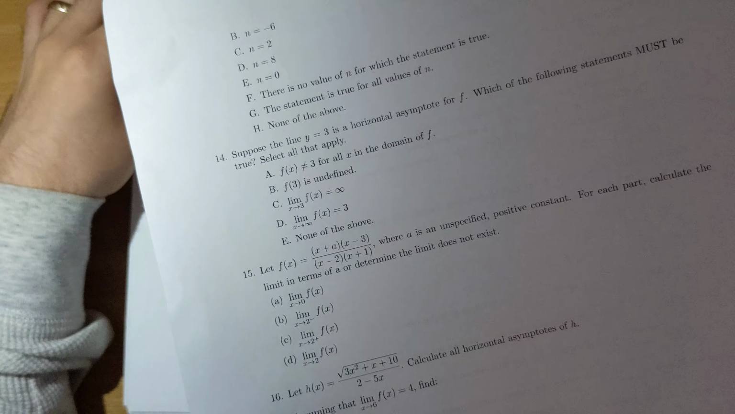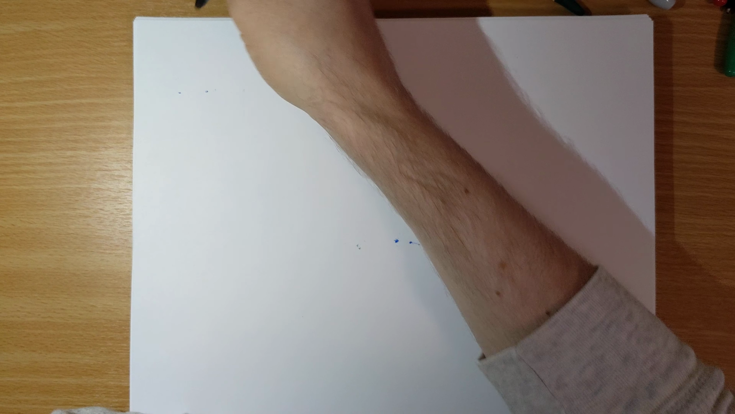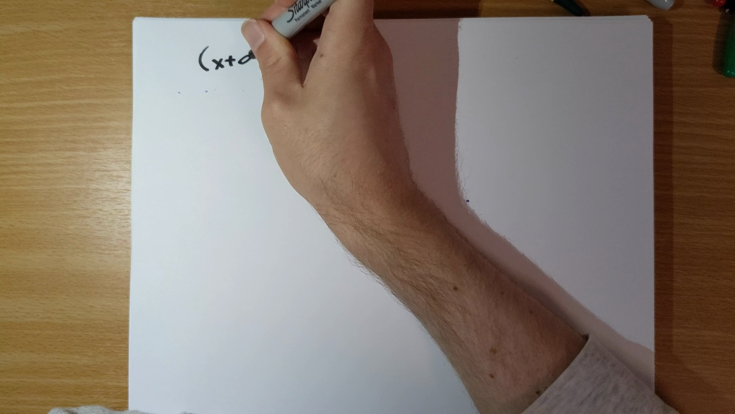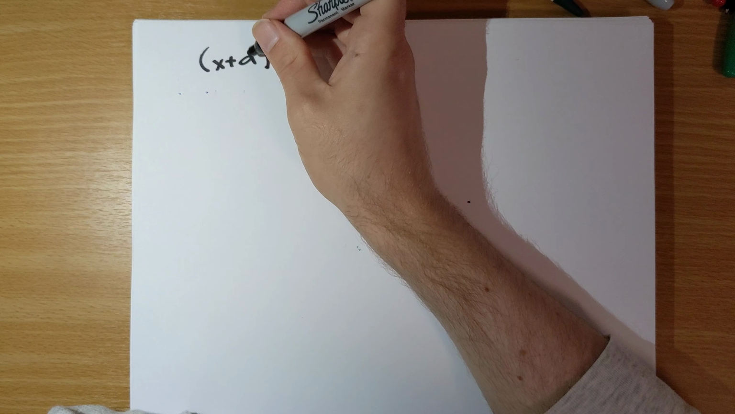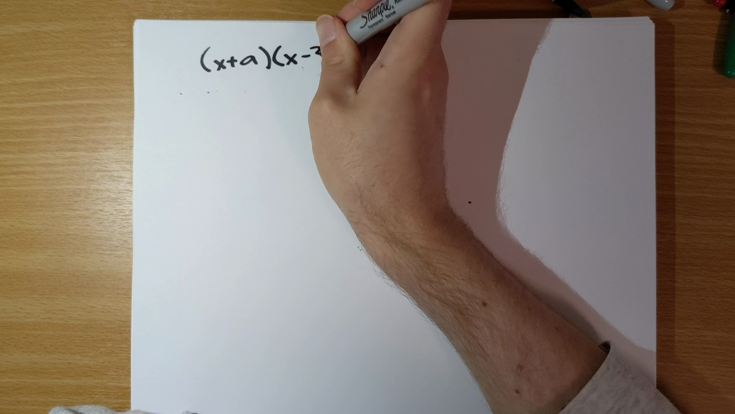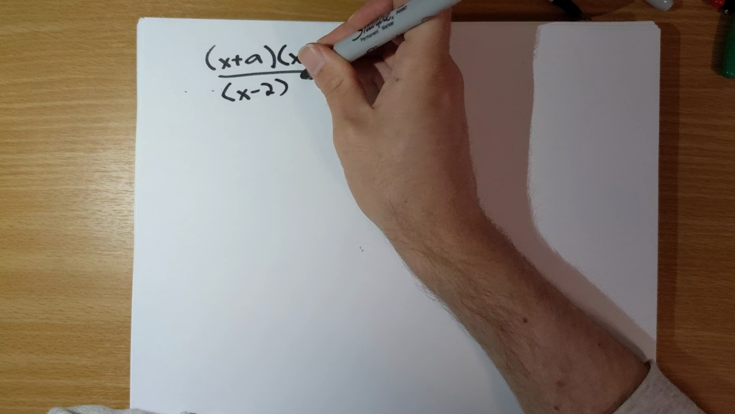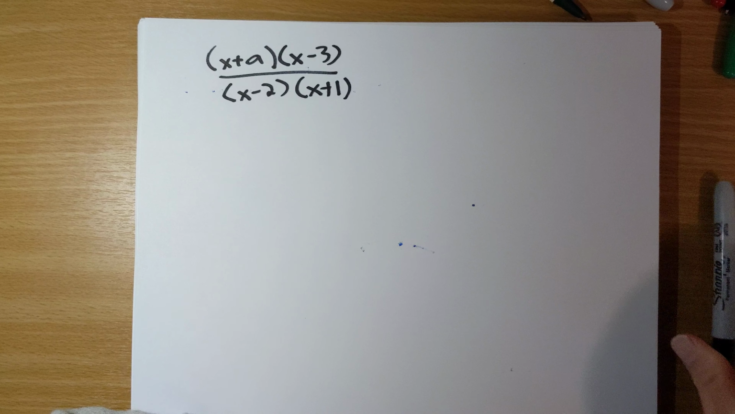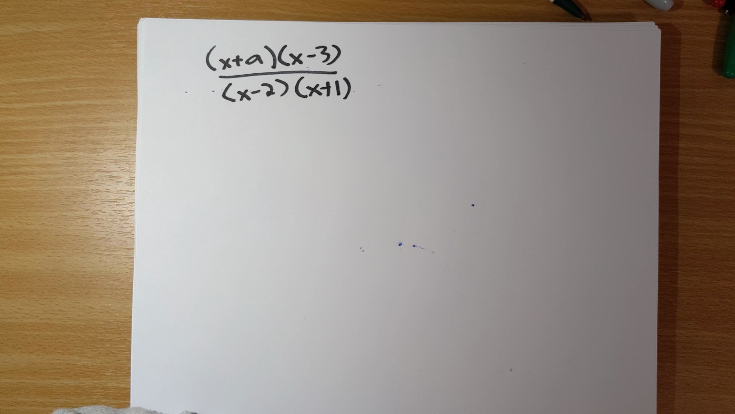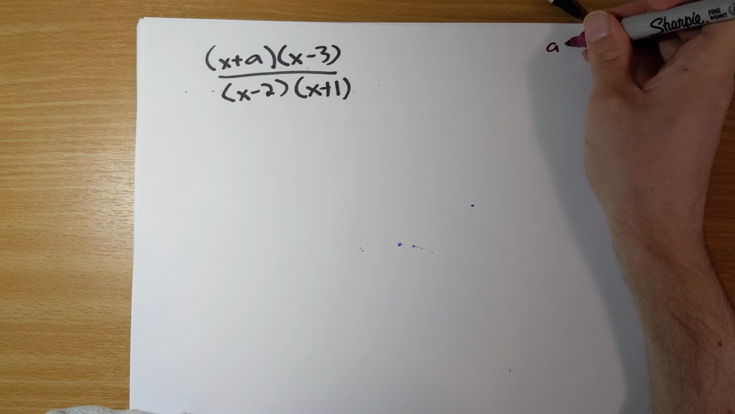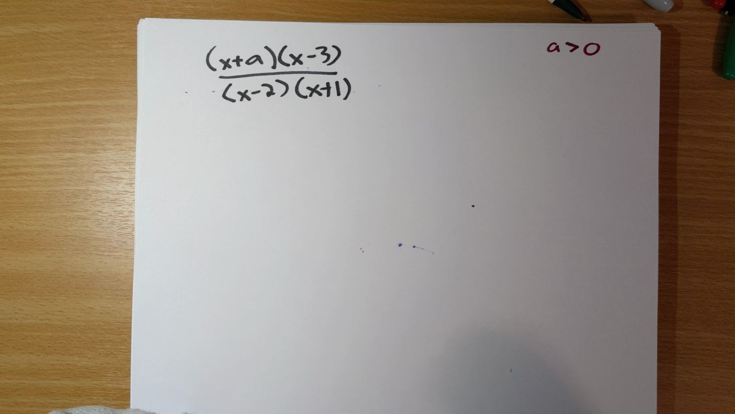Okay, let's move on to problem 15. So here we are being asked about the following function, x plus a times x minus 3 over x minus 2 times x plus 1. So the first part of this, we're being asked for, and I should note here, a is a positive constant.